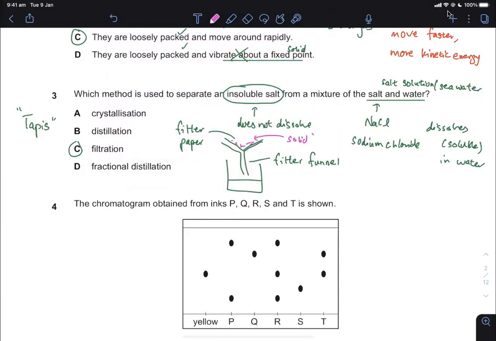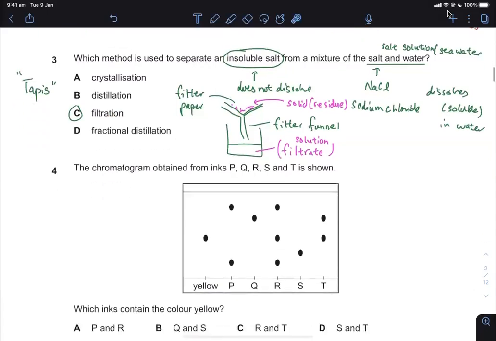The solid is called residue. Residue means whatever you left behind. The thing that passes through is the solution, so the solution is called filtrate. They ask you to label this from time to time. So this is insoluble. It will be collected as a solid. This is soluble. It will be collected as the filtrate. It passes through the filter paper. This is in Malay called tapis. So this is a very simple question.